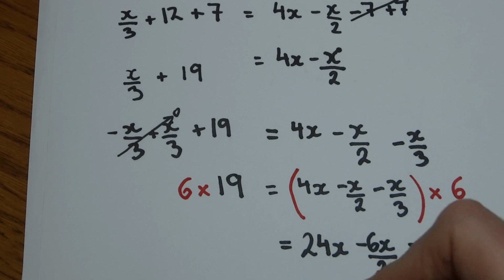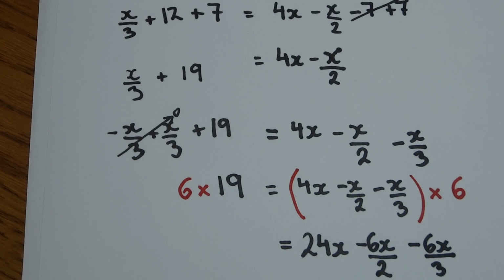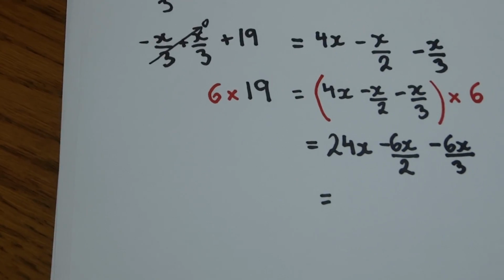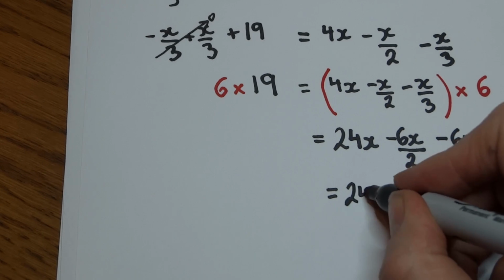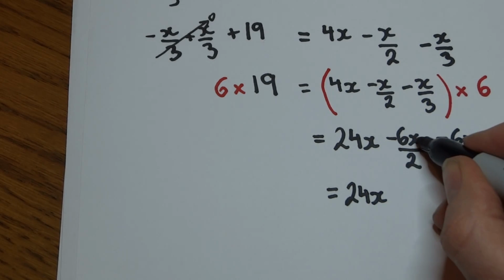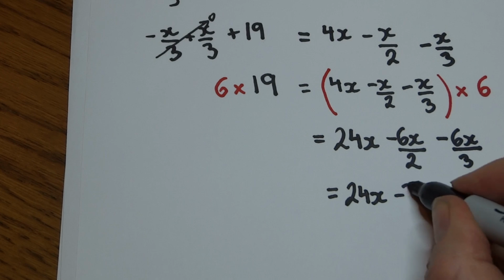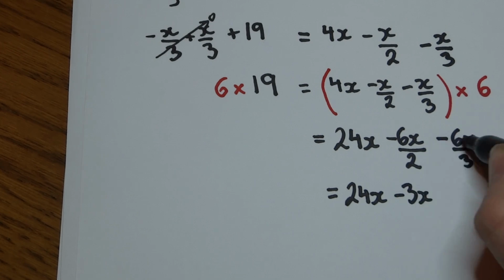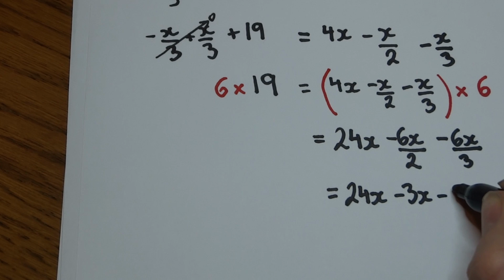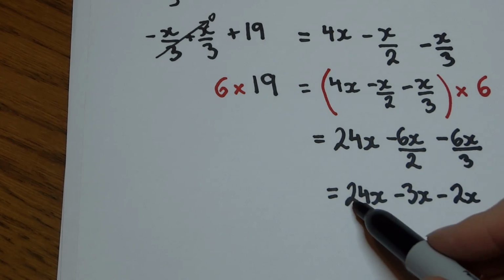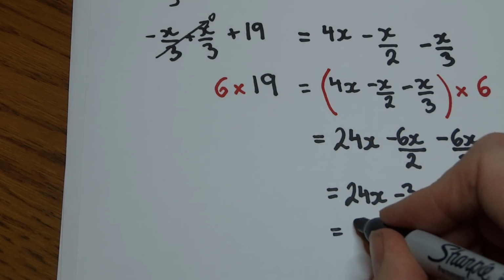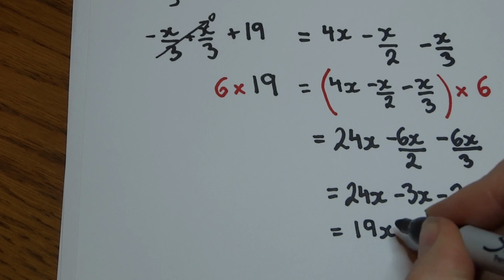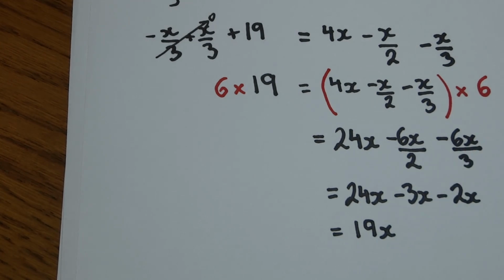So let's simplify this one more step. We need a little bit more space here. We can see that we have 24x. Minus 6x divided by 2 would be minus 3x. Minus 6x divided by 3 would be minus 2x. So what we have here is 24x minus 5x. That would give me 19x. And let's go back to what we had here on the left-hand side.